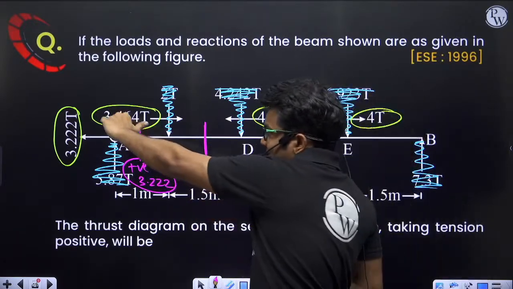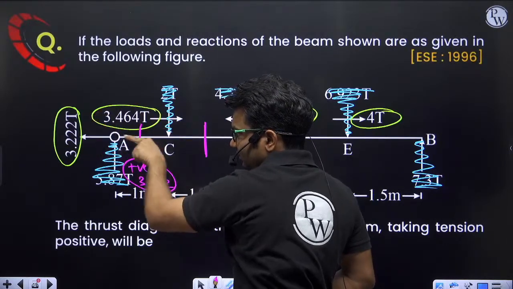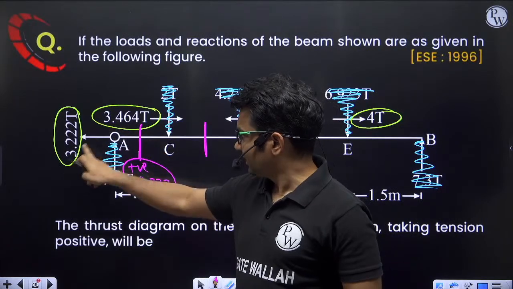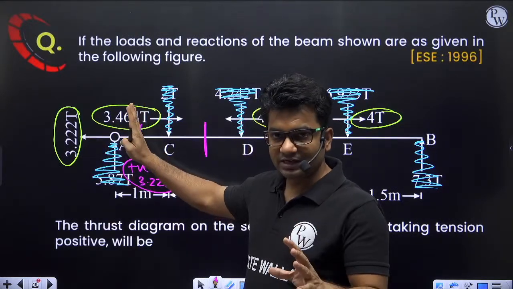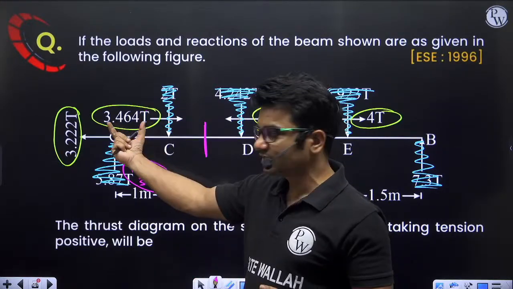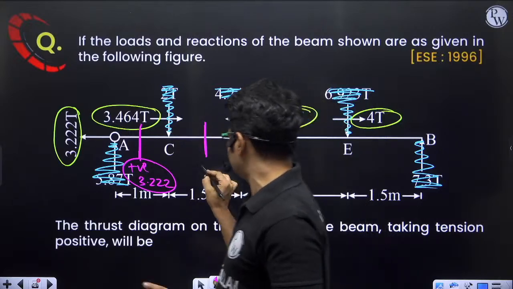So this is giving compression and this is giving tension. Okay, so 3 and 3 will be cancelled out. Net resultant will be compression because this is greater. So compression minus tension, the net resultant will be compression, it will be negative.